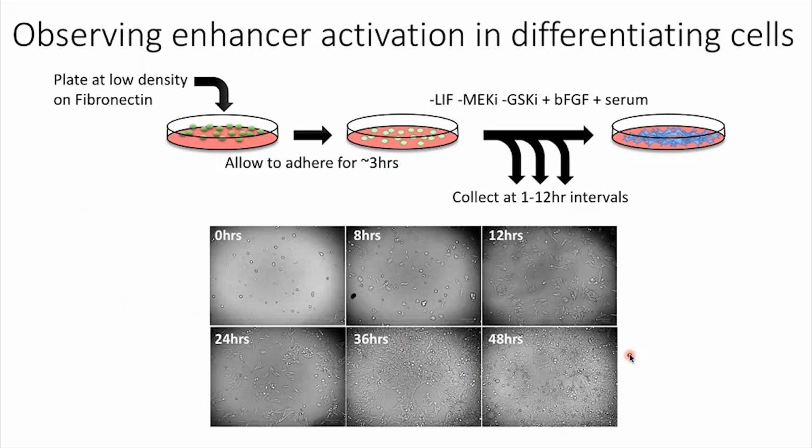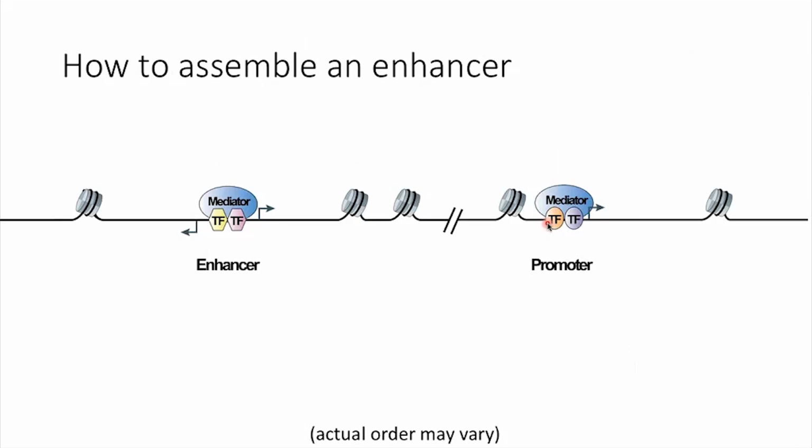By plating ESCs at low density on fibronectin, withdrawing LIF, and adding FGF and serum, we can stimulate this highly synchronized transition to EpiLCs. Changes in morphology can clearly be seen in as little as 8 hours, where the spiky morphology starts to pop up. And the cells continue to divide and mature, reaching completion by 48 hours. By gathering a tight time course of 1 to 2 hour intervals over this entire timeline, we hope to capture enhancers in the act of either being commissioned or decommissioned.